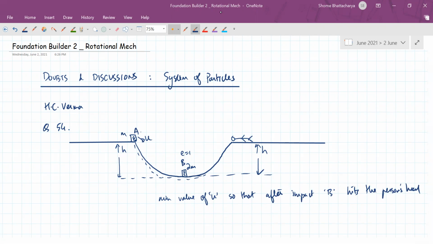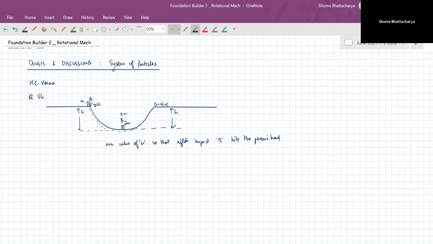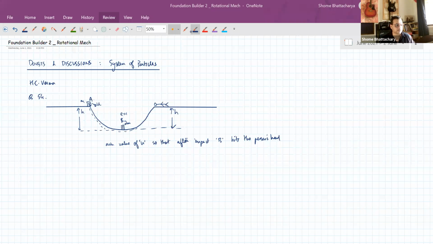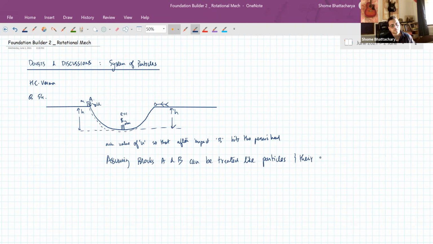Though the question doesn't depict that way in the diagram, we have to assume the size of the blocks is very small compared to the radius of curvature of this surface. So that is an inherent assumption that we have to make in this problem. We have to assume that we can treat the blocks A and B like particles, that is, their size is negligible compared to the radius of curvature of the given surface.